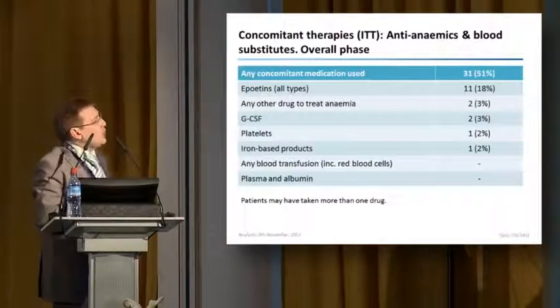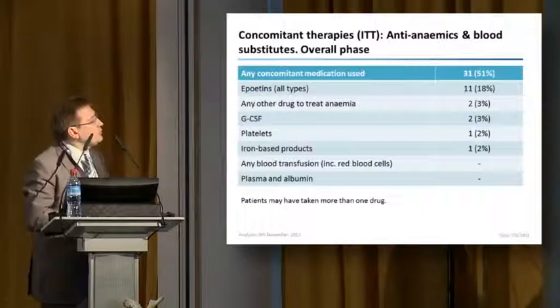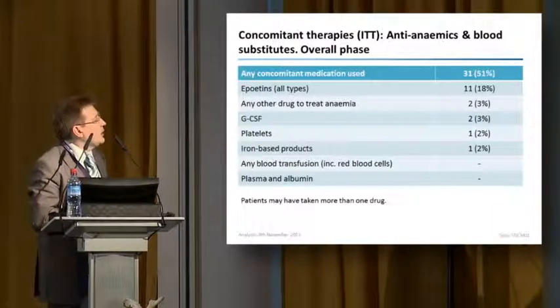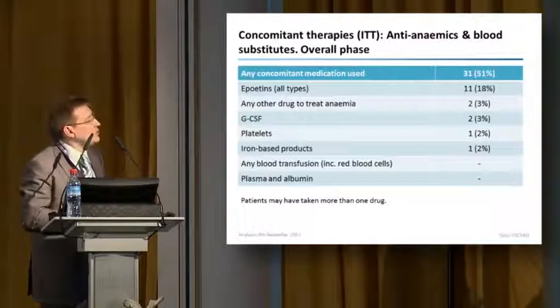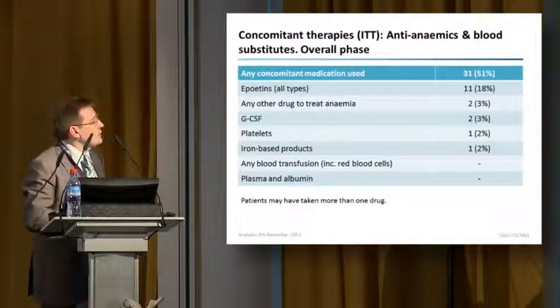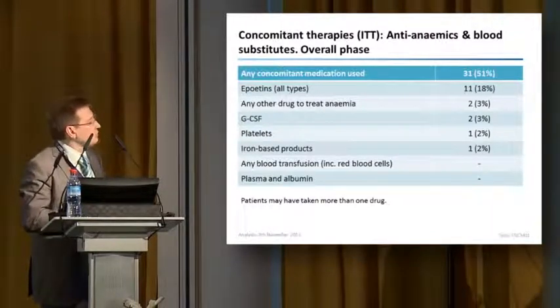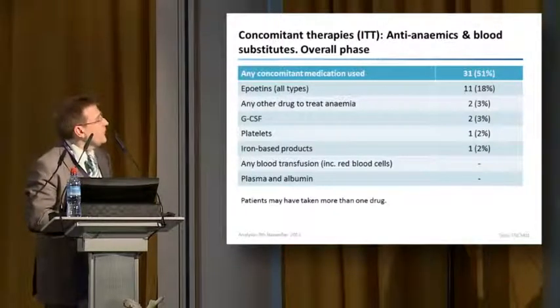Erythropoietin use of all types was used in 18% of patients. Granulocyte colony stimulating factors in 3%. Platelet transfusion in 1 patient. Iron-based drugs in 1 patient. Whole blood transfusion, no. Plasma and albumin, there were none transfused. Next slide, please.